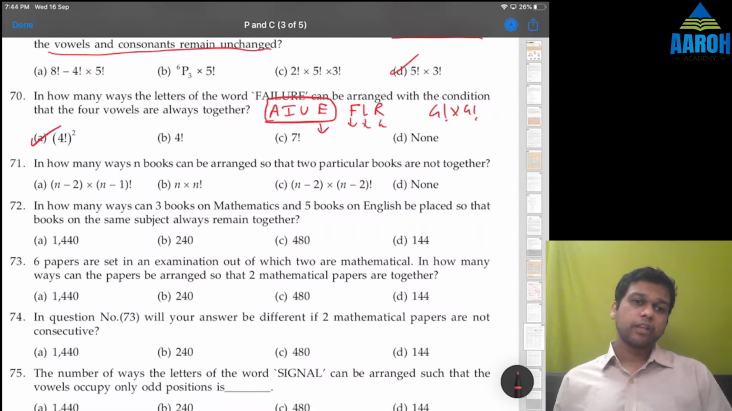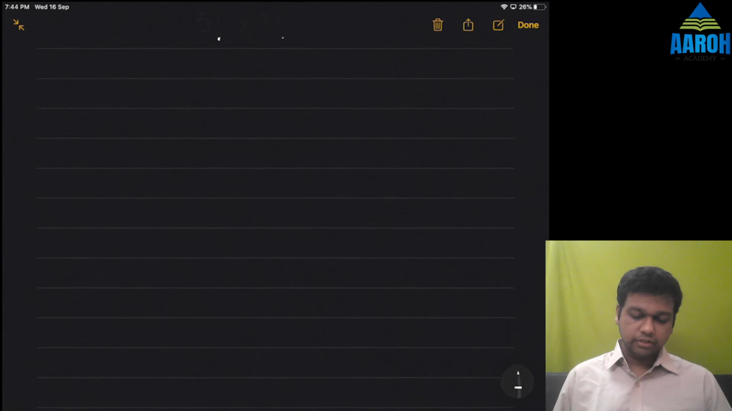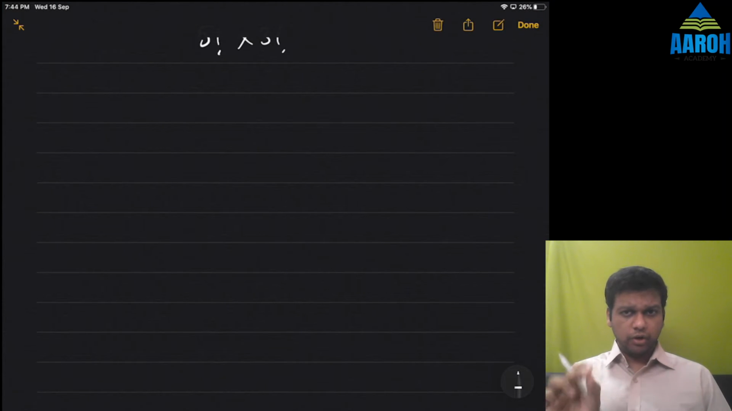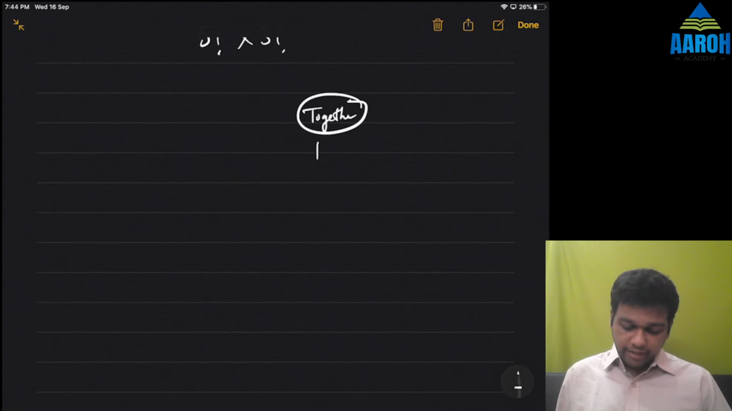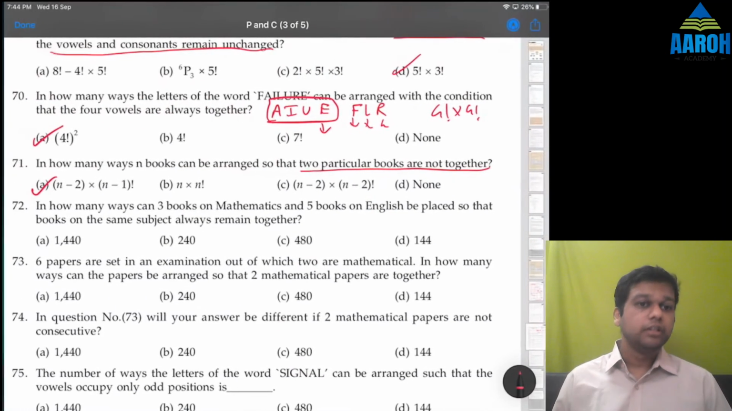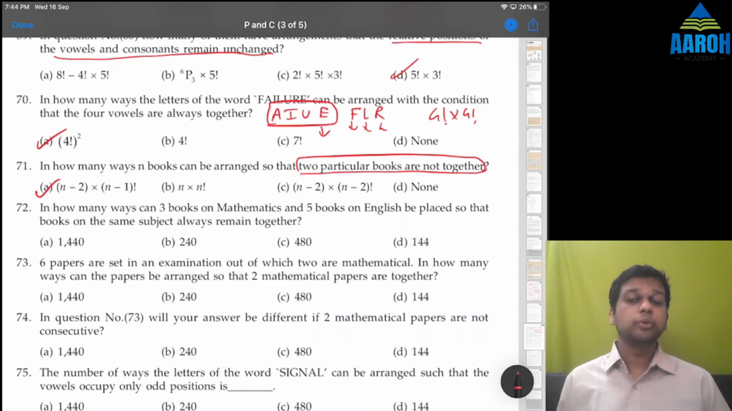71. In how many ways n books can be arranged so that 2 particular books are not together? Now actually for this, if you remember the standard formula, that is better. This is the standard formula, n minus 2 into n minus 1 factorial. Or what we can do is, for two particular books not together, find the case where they are together. Find total, and then from total subtract this. You will get the same answer, which is n minus 2 into n minus 1 factorial. It is better to remember it because in exam, if such a question comes, you will be able to quickly answer it then.